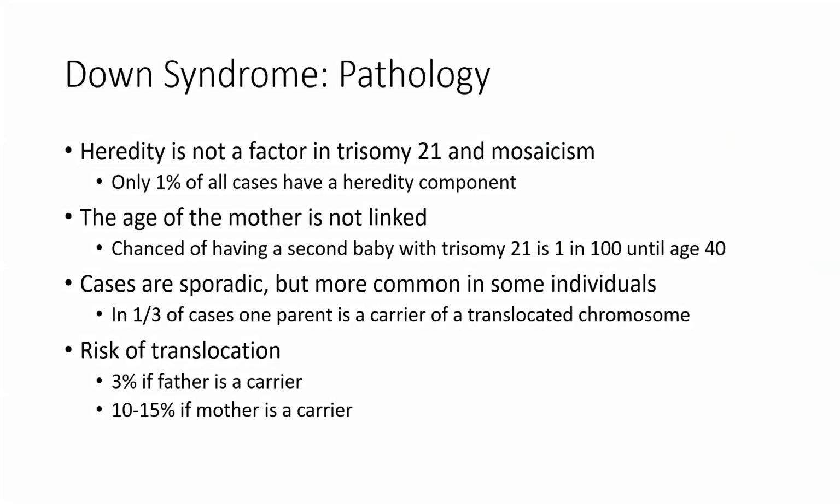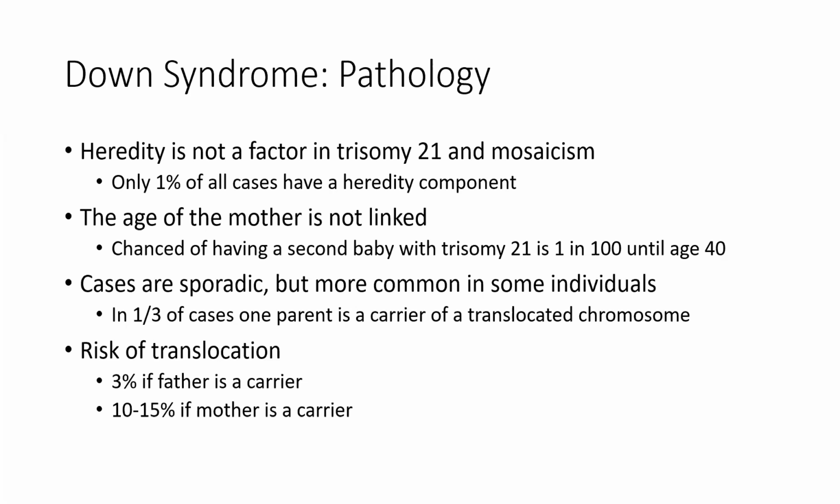Heredity is not considered a factor when we're looking at Down syndrome because of the unlikelihood. Some individuals are more likely to have a child with Down syndrome than others. The mother's age is not linked, but age can play a factor in increased risk of having a second child with Down syndrome if you already had your first child with Down syndrome, going up to a 1 in 100 chance until the age of 40.